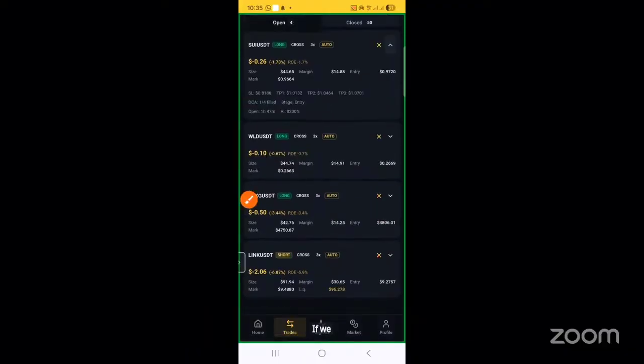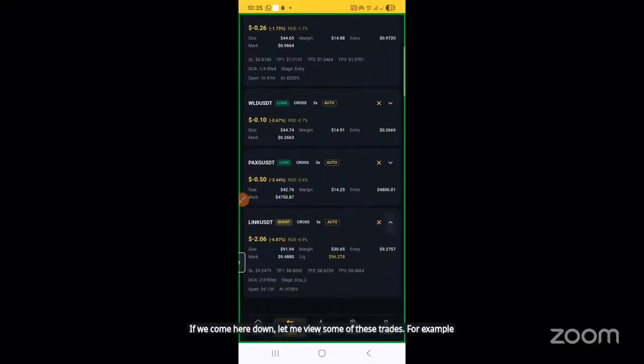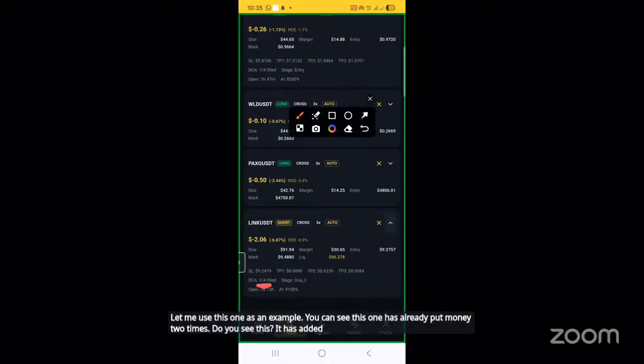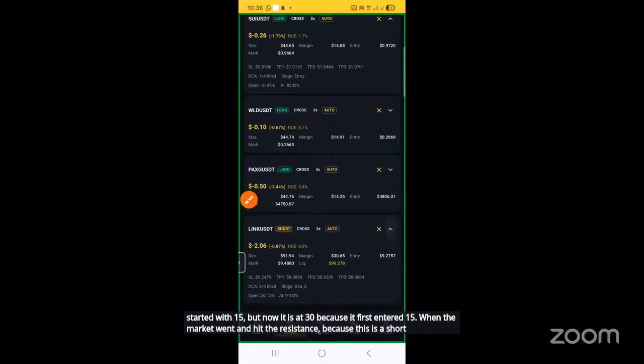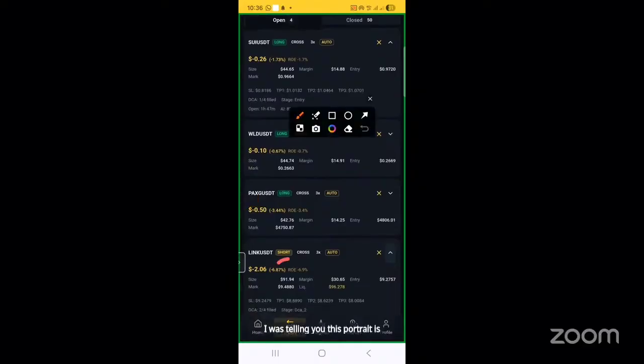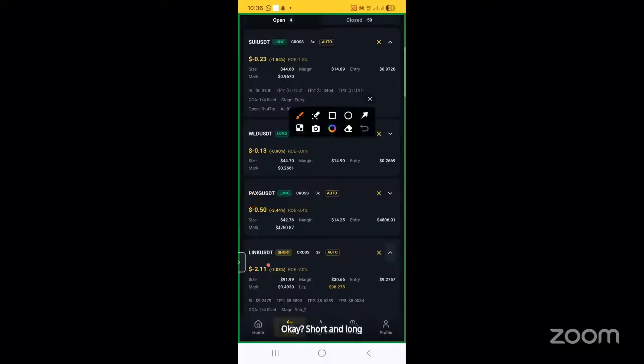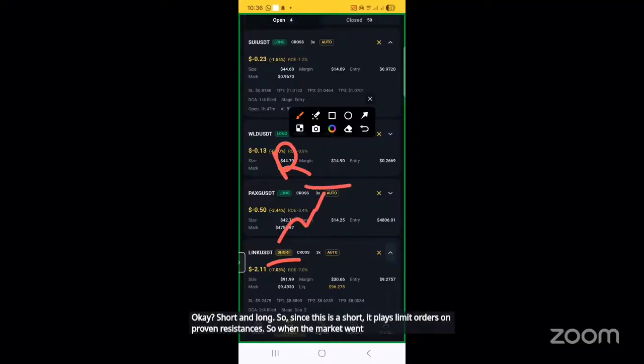If we come down here, we maybe view some of these trades. Let me use this one as an example. You can see this one has already put money 2 times. Do you see this? It has added money into this coin 2 times. It started with 15, but now it is at 30 because it first entered 15. When the market went and hit the resistance, because this is a short. By the way, as I was telling you, this bot trades both short and long, depending on the market movement. Since this is a short, it placed limit orders on proven resistances. So when the market went up and hit a resistance, it triggered a limit order. That's why it added more money. Do you see that?